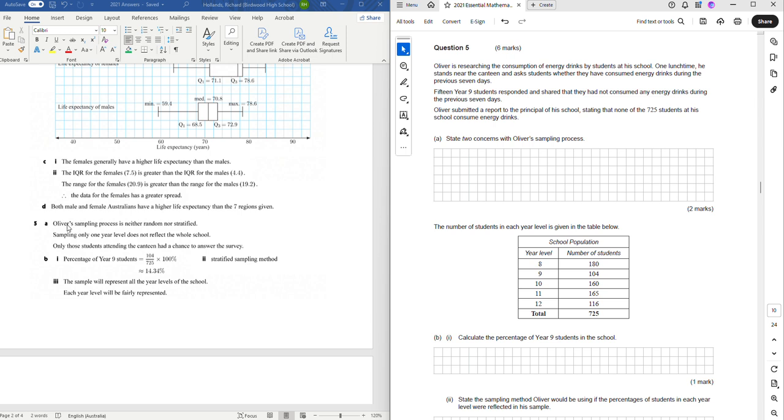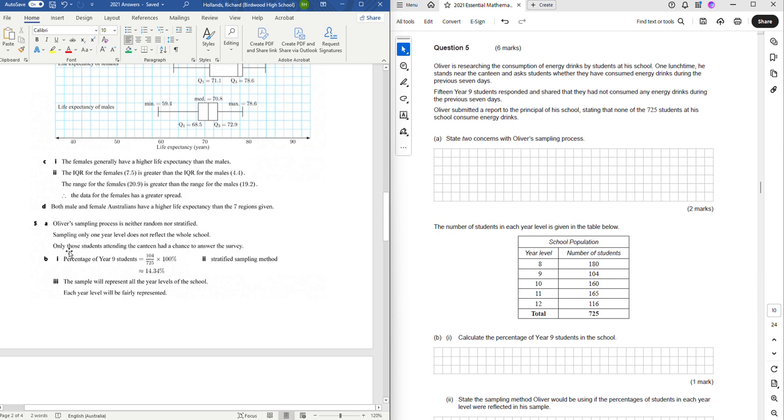So here, Oliver's sampling process is neither random nor stratified. Okay, it's not random. He's not going up and picking random people. He's only picking 15 Year 9s at a specific location. All right, he's only sampling 1 year level. 1 year level does not necessarily reflect the whole school. I think you could look at that as in perspective this morning. Year 12s wearing pajamas to school does not mean that the whole school wears pajamas to school.